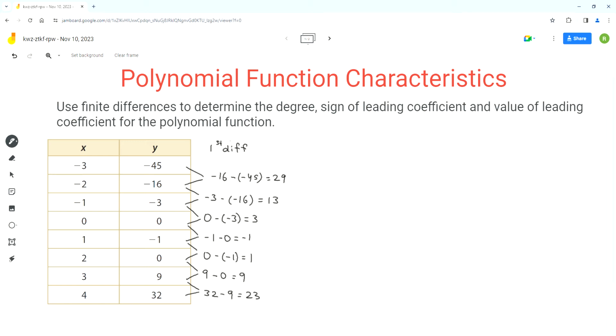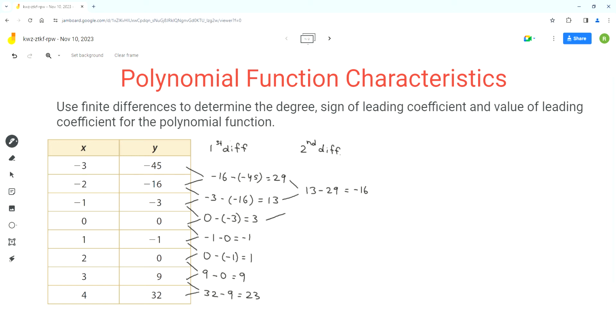So we can see that the first difference values are not the same. And that means the degree of this polynomial function is not equal to 1. So now we'll have to calculate the second differences. And we'll calculate the second differences from the first differences. So the first step is, we'll do 13 minus 29. We always do the second value minus the first value. So this is equal to negative 16.